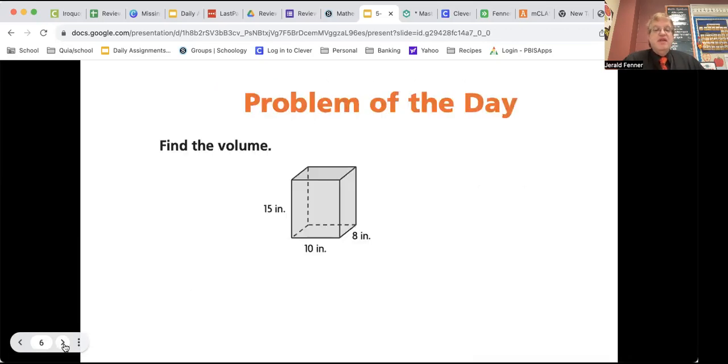So today's problem of the day, find the volume. You are allowed to use your calculator, and this one is pretty straightforward. You have the length of 10 inches, the width of 8 inches, and the height of 15 inches. So if you multiply all three of those numbers together, you end up with a volume of 1,200 cubic inches. So that should be your answer, 1,200 cubic inches.